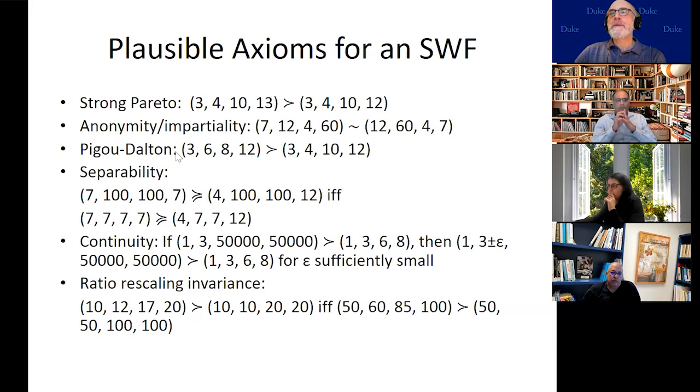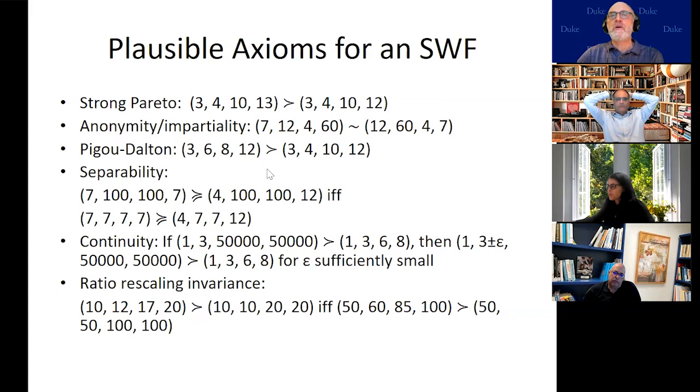Pigou-Dalton is the critical axiom that distinguishes between utilitarianism and prioritarianism. One of the messages here is that there's often an assumption that if you're a welfarist, you've got to be utilitarian. Utilitarianism has various sorts of issues with it. My point in the book, building upon a lot of work by others, is that's not true. You can be a welfarist, but you can care about equity in the space of well-being. And one way to do that is to be a prioritarian. And so Pigou-Dalton is a way to capture a concern for equity in the space of well-being.